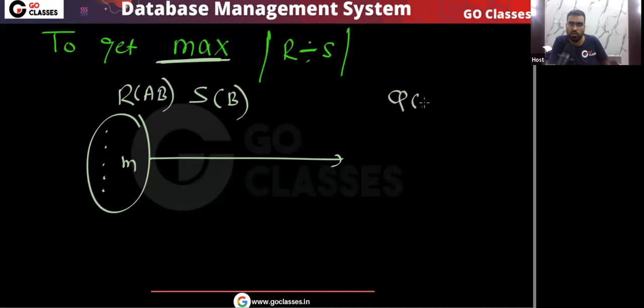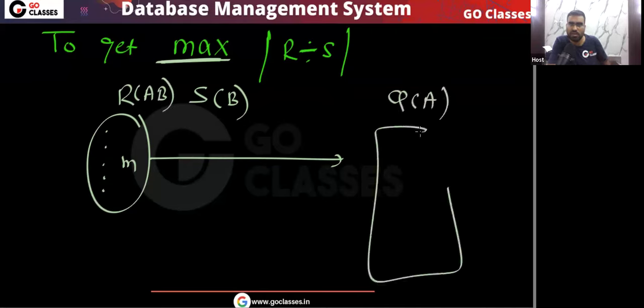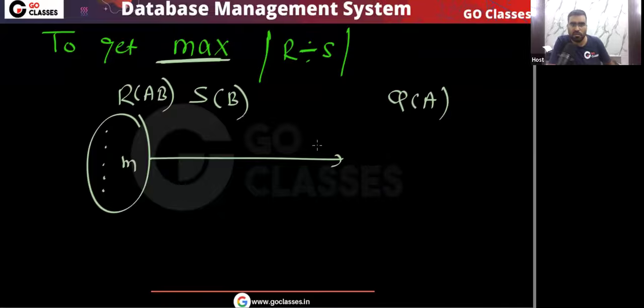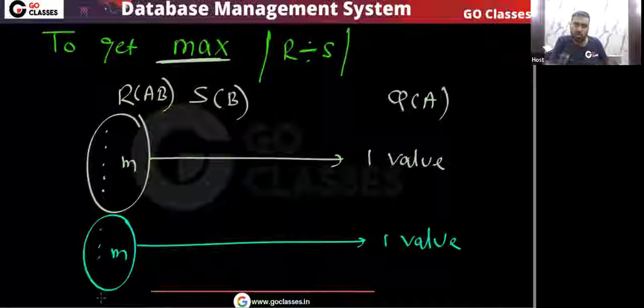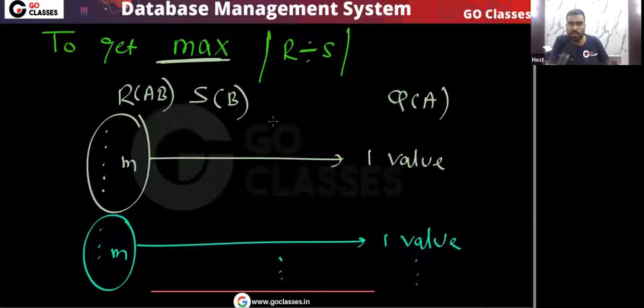Okay, so here Q has A. Here you can see that for every m tuples, you are getting only one value. For the next m tuples, again you will get one value, and so on. The same thing will keep happening. Is this clear? Remember, what is this m? M is the cardinality of S.